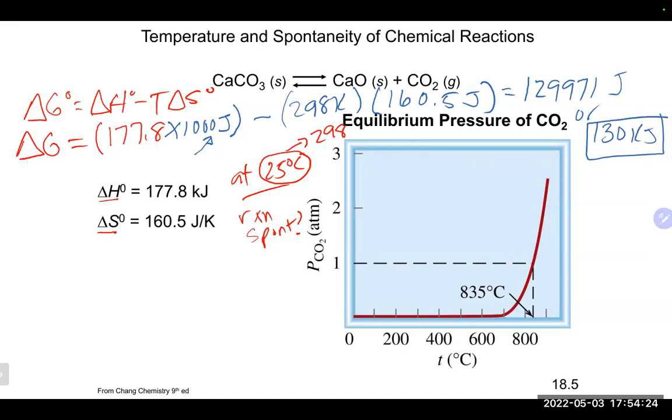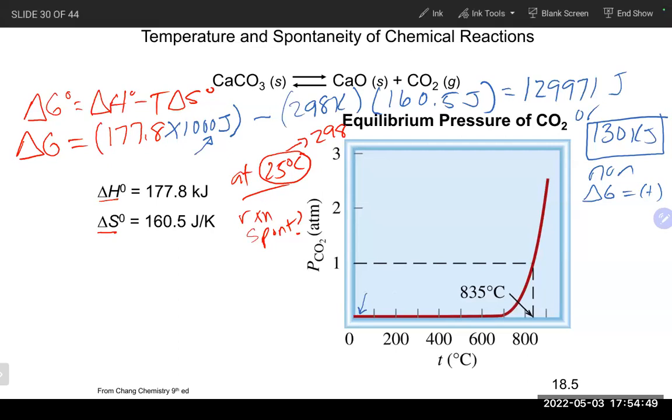Is this reaction spontaneous here at 25 degrees Celsius? It is non-spontaneous. Again, here we have a delta G that is positive. So we know that this reaction is going to be non-spontaneous. And we do see that here on the graph. It's pretty much flatlined here at the temperature, or 25 is somewhere in that arrow, I suppose.